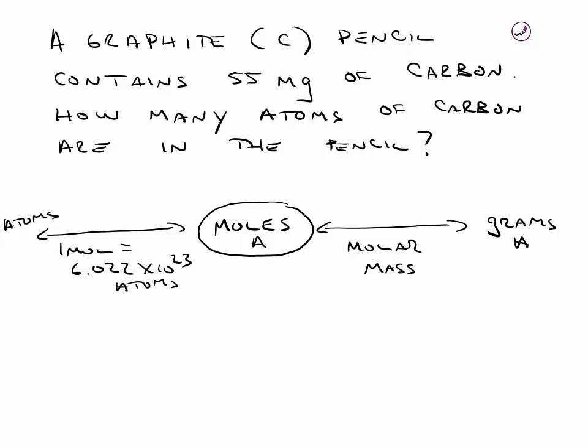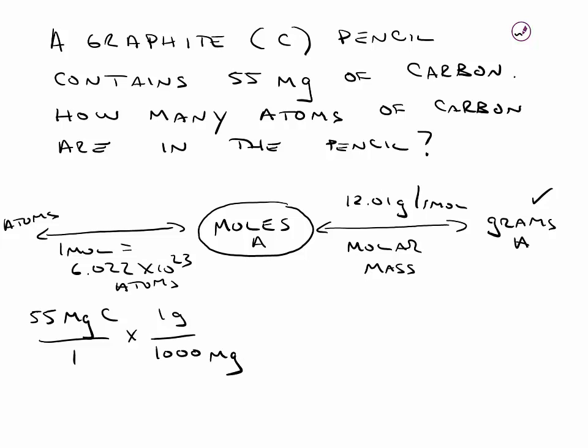So if we look at this problem, we're going to be starting off with milligrams. We'll convert that into grams. We'll use the molar mass of carbon, the 12.01 grams of carbon per 1 mole of carbon, to get into moles of carbon. Once I'm in moles of carbon, I'll use Avogadro's number to get into atoms. So this problem will look like this: 55 milligrams of carbon times our metric conversion factor, 1 gram over 1,000 milligrams. Resist the temptation to break this up into multiple problems. You'll just introduce a transcription error or a rounding error.